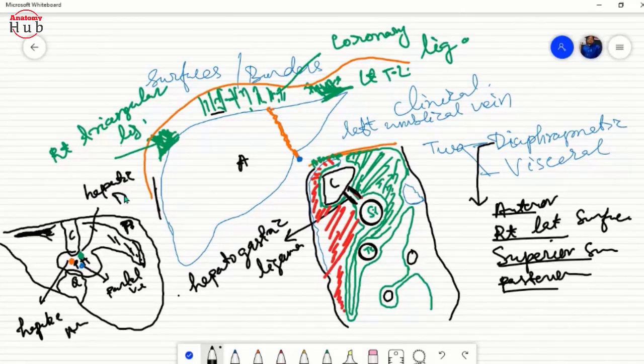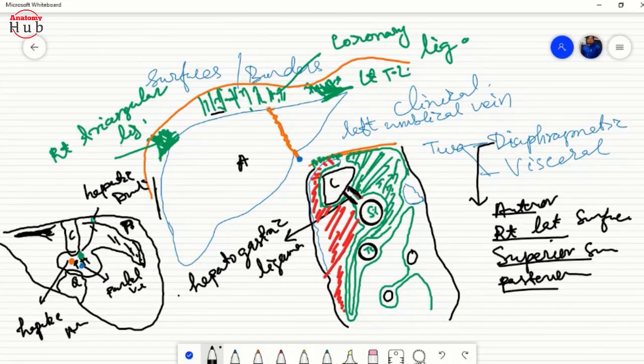So these three structures go along with the nerves. Which nerves? The celiac plexus, right? The celiac plexus is the combination of your sympathetic and parasympathetic nerves, and they enter through the porta hepatis along the pathways of the branches of your hepatic artery and the portal vein, right?